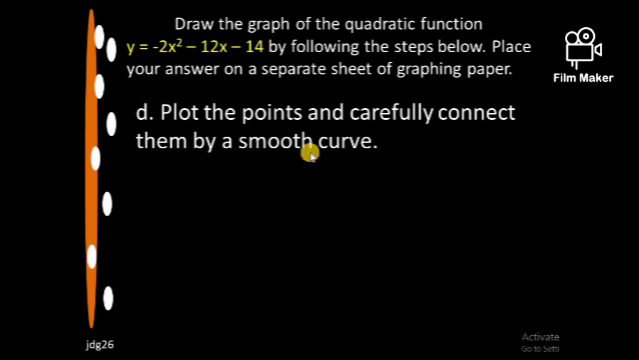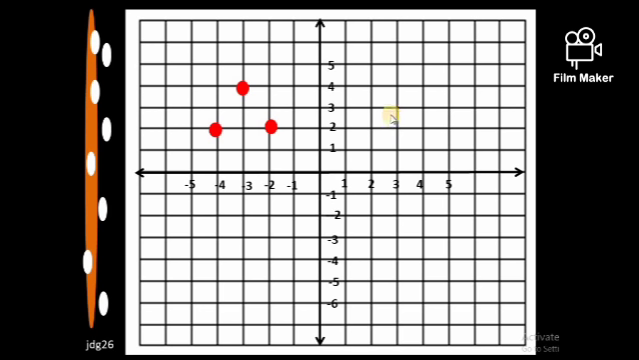Ano na lang ang kasunod na gagawin? So we need to plot the points na i-plot na natin and carefully connect them by a smooth curve. So i-connect natin using a smooth curve. And lagyan lang ng arrowhead in both ends. And eto na ang graph ng ating quadratic function.